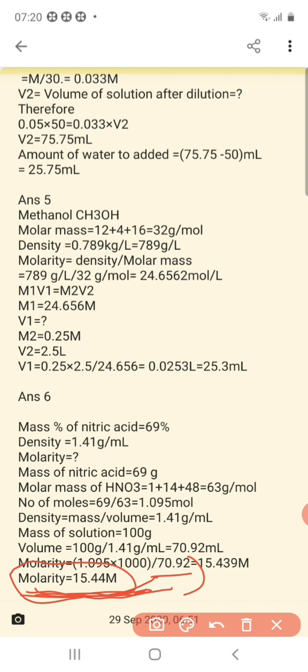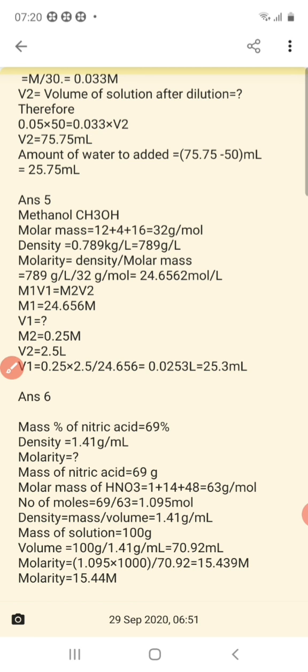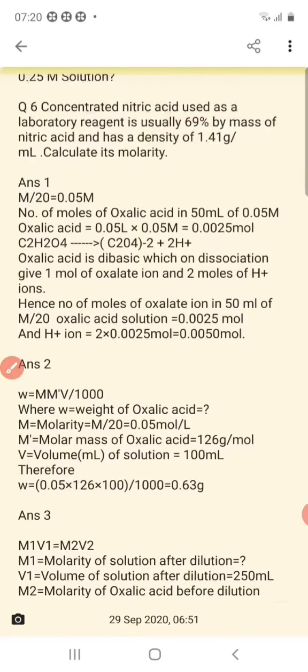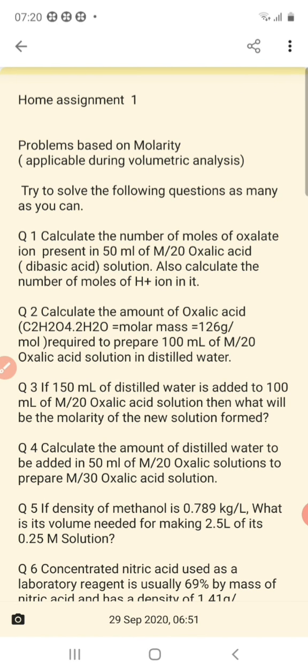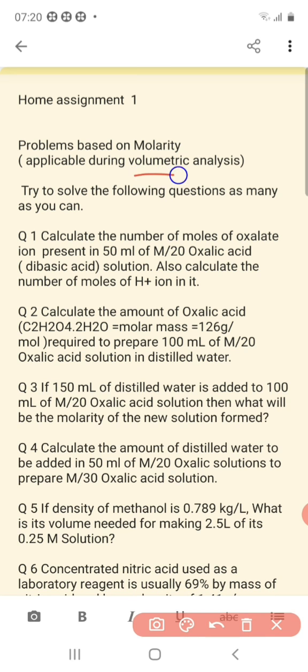And that is the total way by which we can apply these concepts during volumetric analysis, and this is very applicable during the volumetric analysis.